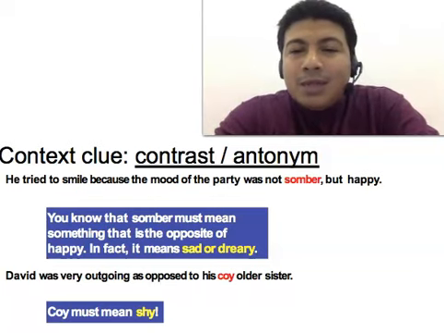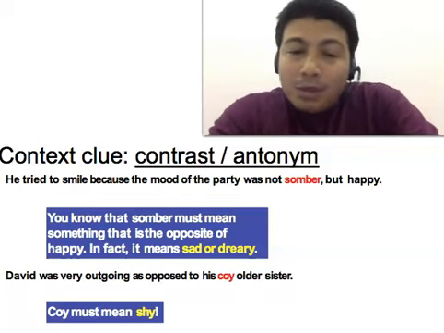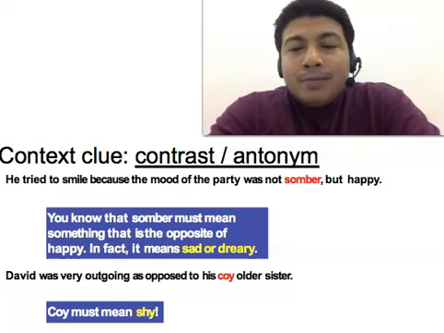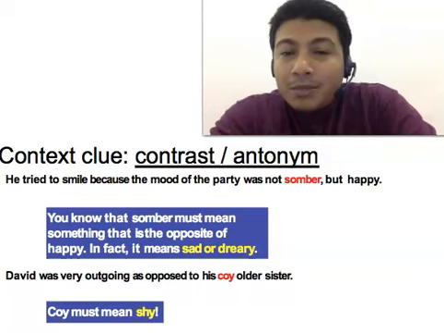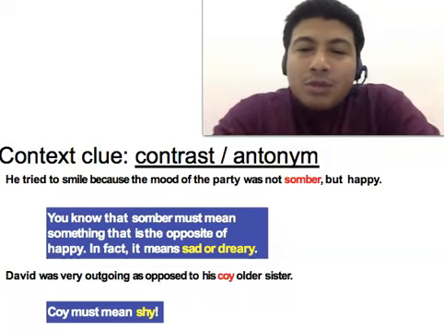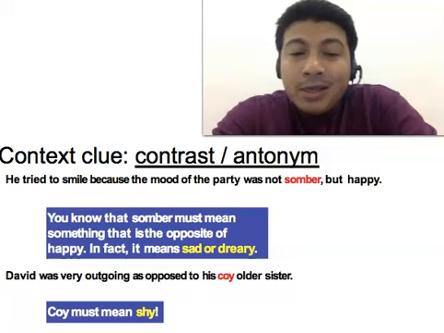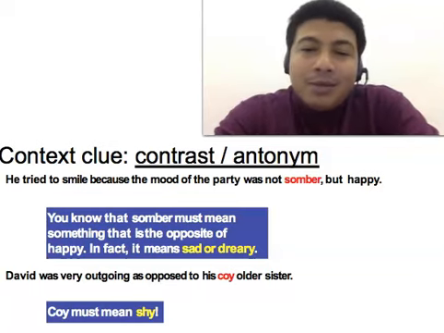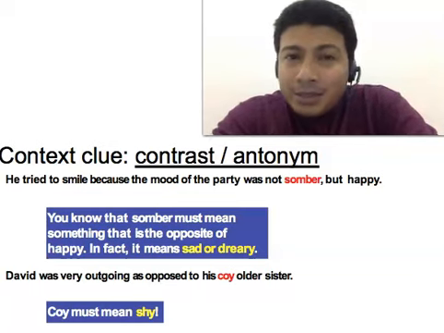So if you see, there is an antonym because we have the word but there. But happy, not somber but happy. So somber is the opposite of happy because we have the word but. So but means opposite. So somber means sad, or the other word for sad is dreary, unhappy. So it could be any definition, any guess that could fit in the sentence.